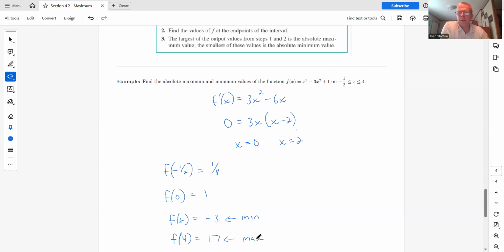The only tricky part, I know it's not even tricky, it's just something to remember, is, again, if you get, say, x equals 5 when you solve the derivative equal to 0, that is not in the interval, so we would not count that. So that's really the main thing you got to pay attention to.